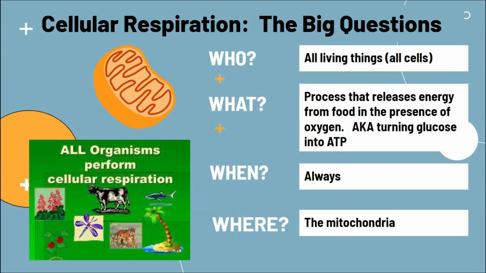We need to go on and record who, what, when, and where. So who? All living cells, plants, animals, doesn't matter, bacteria, all cells do this process. What's the process? Cellular respiration is the process that releases energy from food in the presence of oxygen, also known as turning glucose into ATP.